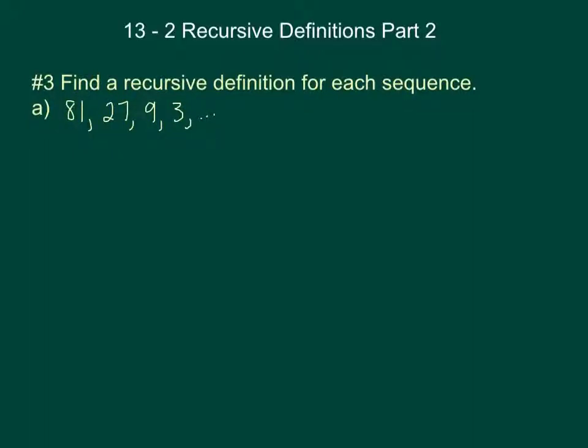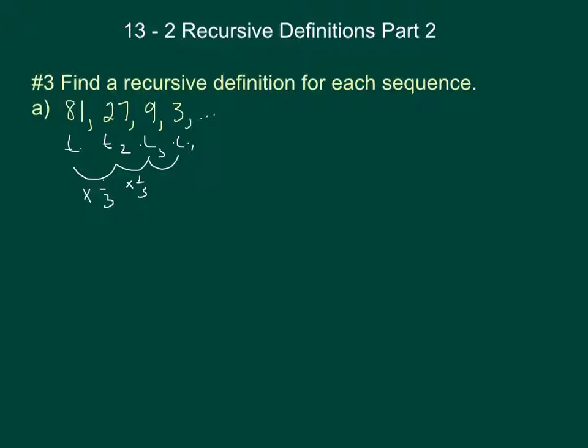The directions to start off today are to find a recursive definition for each of the following sequences. In Part A, the sequence is 81, 27, 9, and 3. So this is T1, this is T2, this is T3, and this is T4. What are you doing each time? Well, you're clearly multiplying by some fraction, and in this case, it's 1/3. You're multiplying by 1/3 each time. This is a geometric sequence.